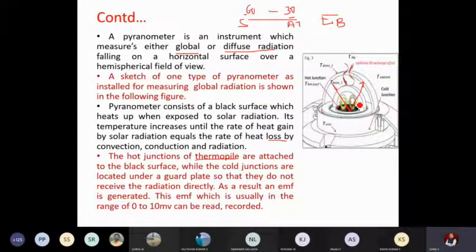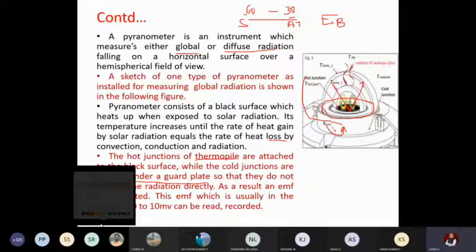One end of this thermopile or thermocouple is connected to this black body and the second one is connected under a guard plate. We have discussed the guard plate. This is the guard plate on which the black body is placed. Under this, the second junction will be given. If you ask why, it should not be exposed to solar radiation, so that it will measure the room temperature, whereas the first junction will measure the black body temperature.